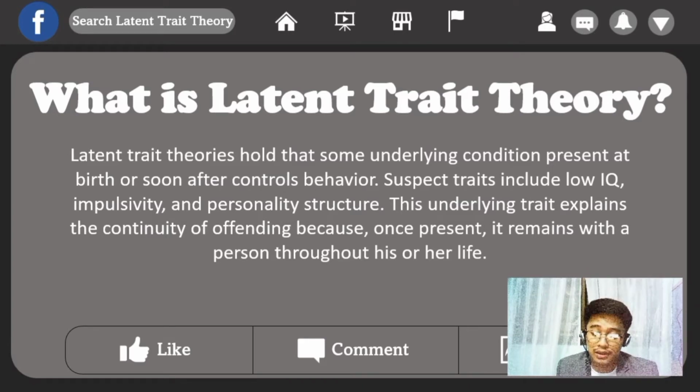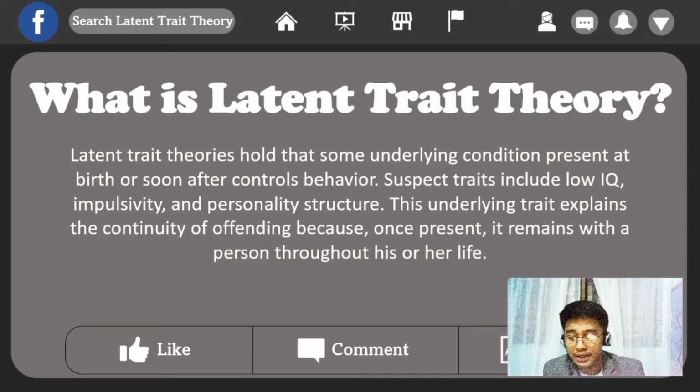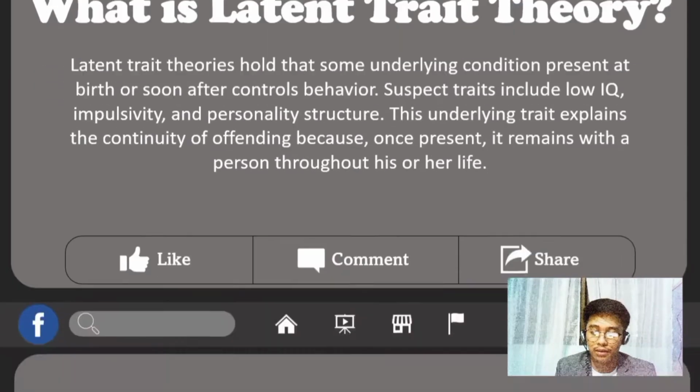Latent trait theory says that suspects have low IQ or mental illness, so maybe this is the reason why they commit a crime, because that's how they behave and they don't know what they're doing. So the others here are hurt by crimes and are already hurting other people.